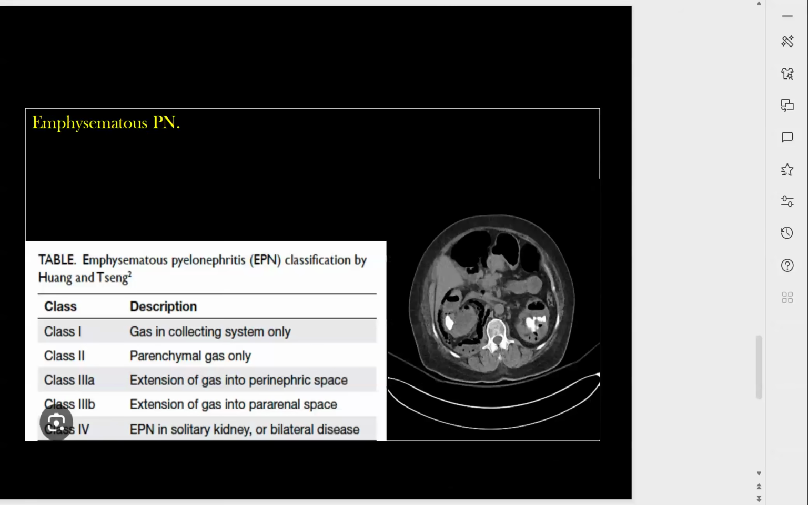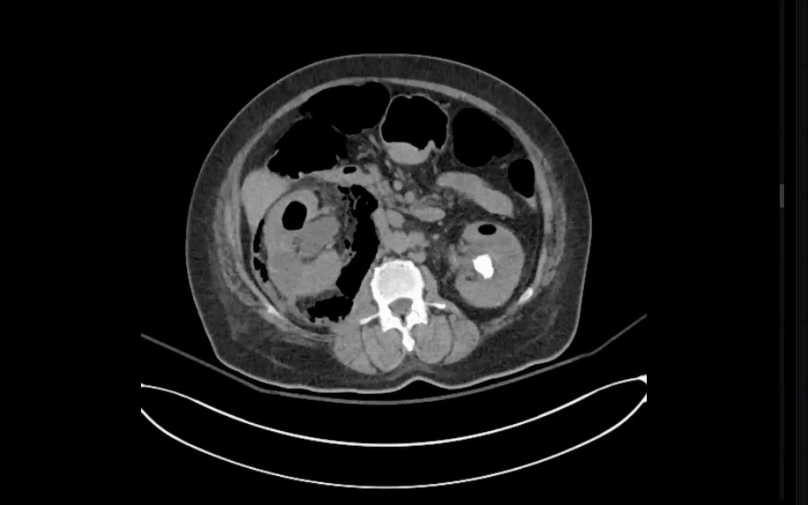Okay, just to revise the staging of emphysematous pyelonephritis, it's related to the location. If gas is present in the collecting system only, it will be class 1 or stage 1. If in the parenchyma, stage 2. If it reaches the perinephric space, stage 3. If bilateral, or unilateral in a solitary kidney, whether a native kidney or transplant kidney, it will be stage 4. Usually, if it is bilateral disease, for example stage 1 or 2 on one side and stage 4 on the other, nephrectomy will be done.